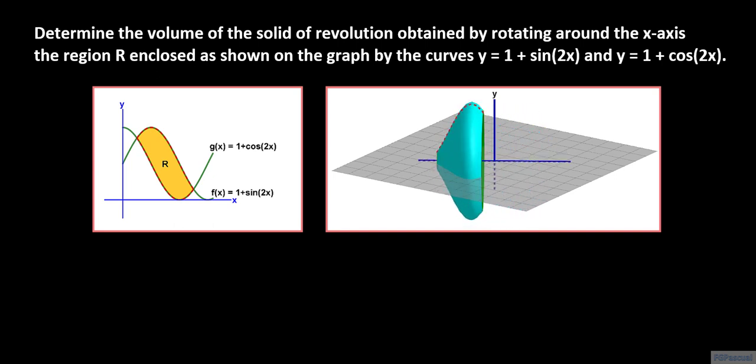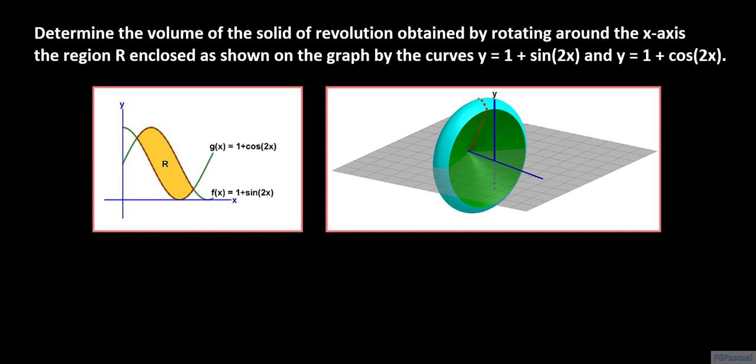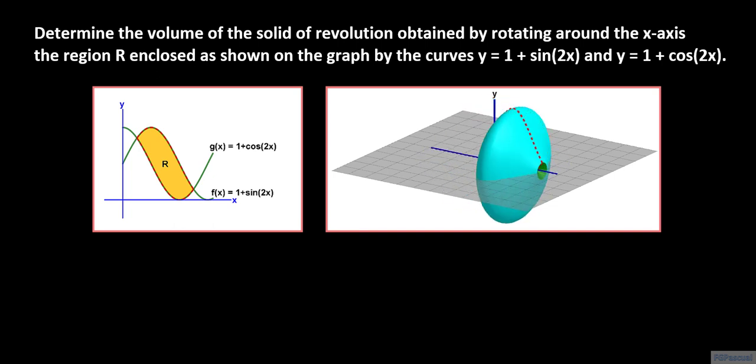We revolve the solid of revolution around the y-axis to get different perspectives of the solid. We can see from this angle that there is a hollow or cavity on the backside of the solid of revolution. That is because the lower boundary of the region R is not the x-axis. The lower boundary is a portion of the graph of g of x equals 1 plus cosine 2x. There is also a smaller cavity on the other side of the solid of revolution.